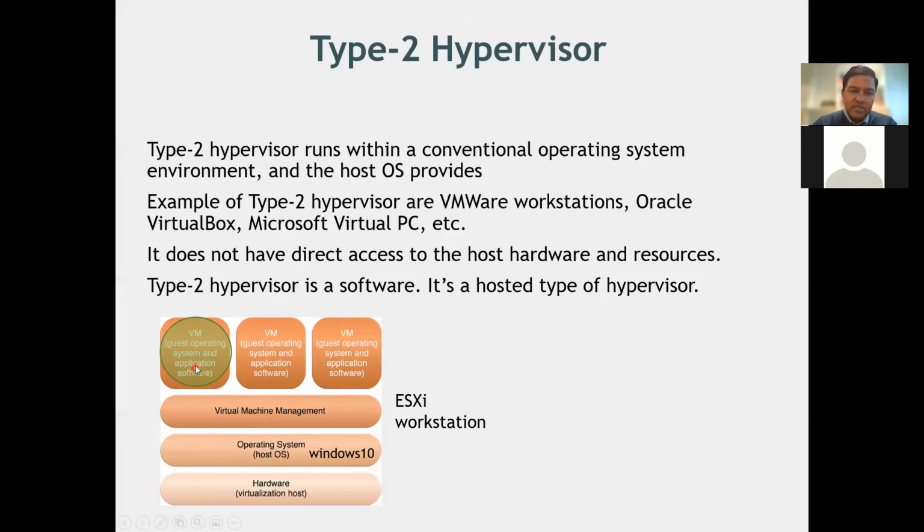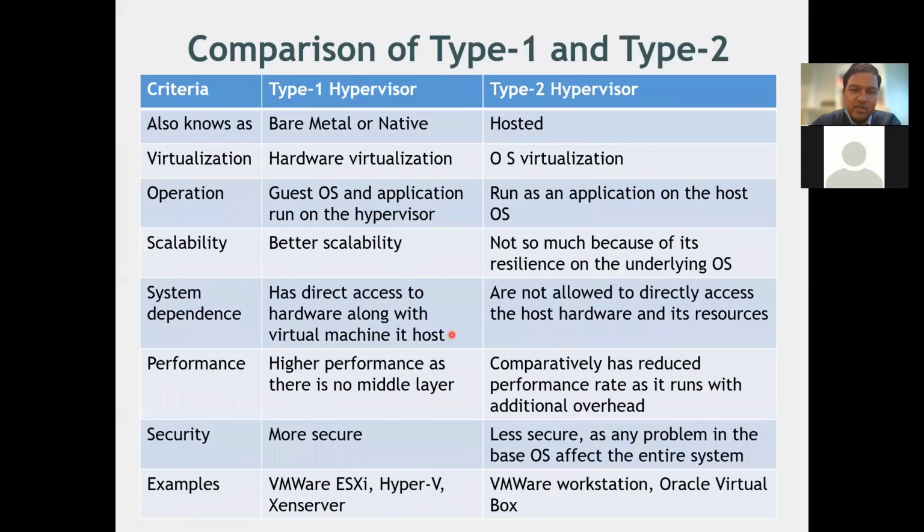So as we see, they are pretty safe. They do not interact with each other. They actually don't have access to each other. If we want to compare type 1 and type 2 hypervisor, type 1 hypervisor is basically a bare metal or native hypervisor, while type 2 is known as the hosted hypervisor.